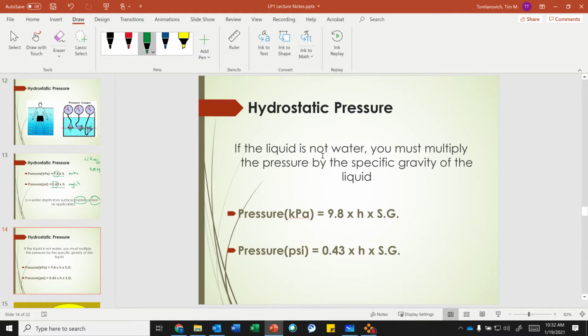So if the liquid is not water, you must multiply the pressure by the specific gravity of the liquid. This is not in your book, but you should remember what the specific gravity of water is. SG of water is 1. Remember, it's the unit weight in relationship to the unit weight of water. So if the specific gravity is less than 1, it's floating, and if it's greater than 1, it's sinking.